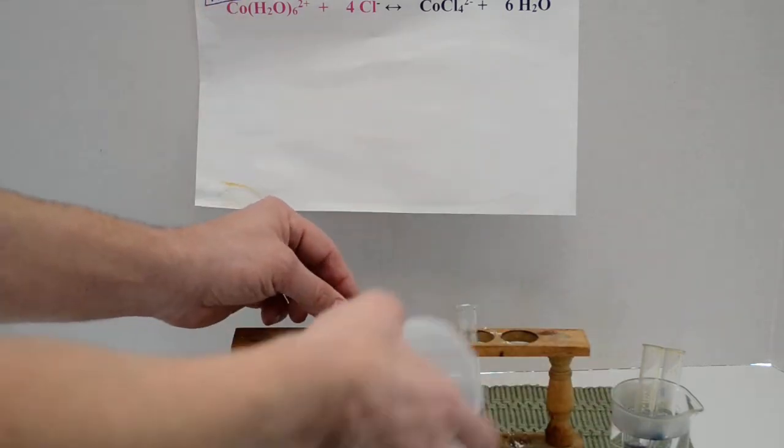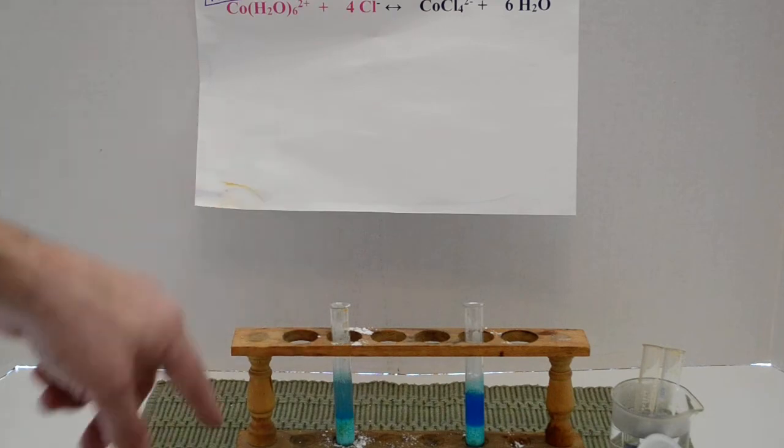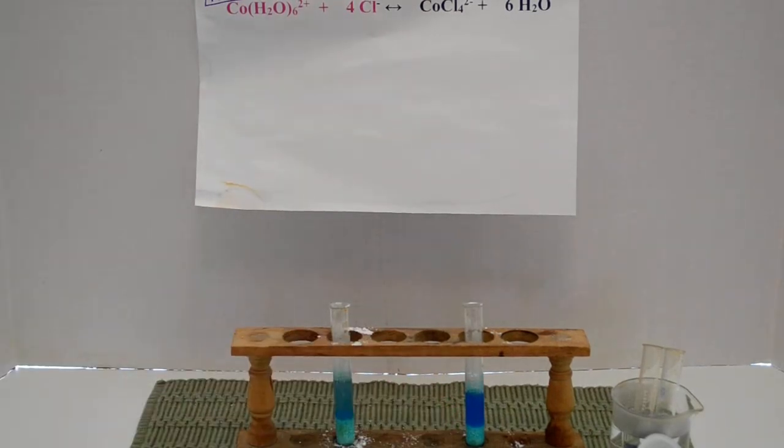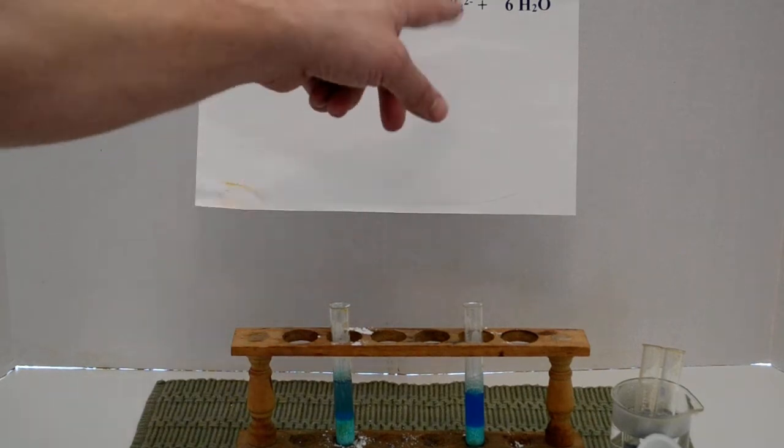Okay, so what do we see going on here is it looks like the pink one turned blue and the blue one stayed blue. Okay, interesting. So the pink one, when we added chloride, turned blue and the blue one stayed blue.